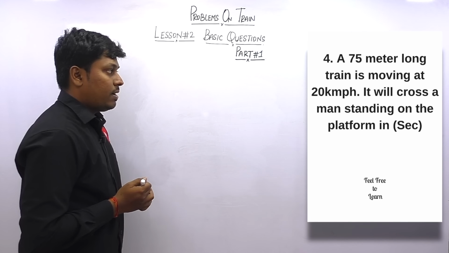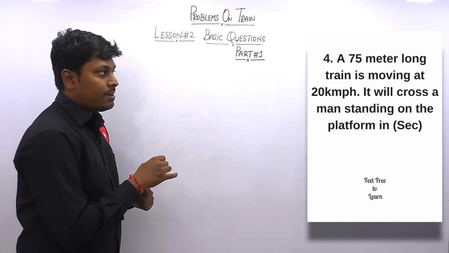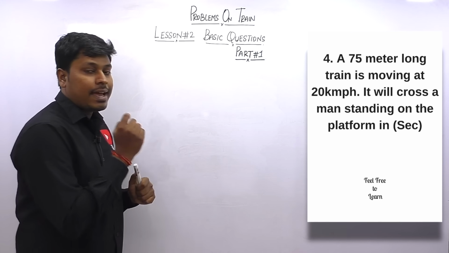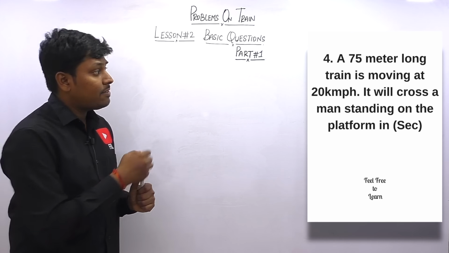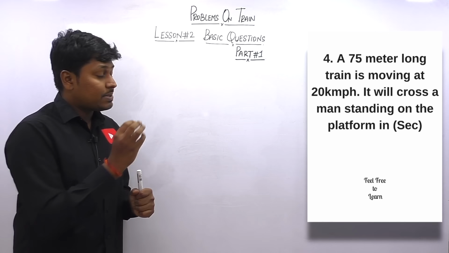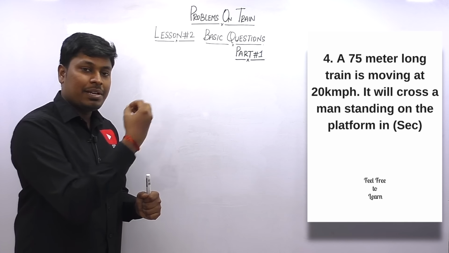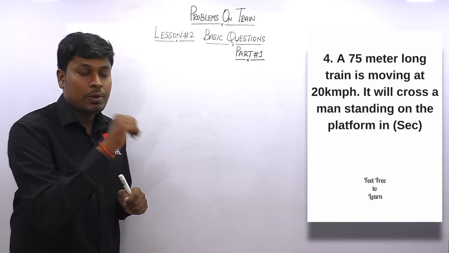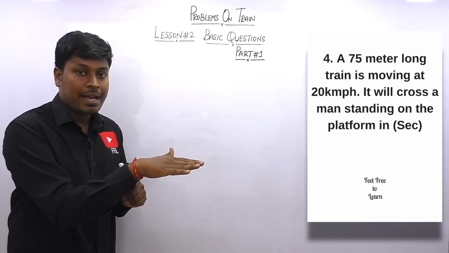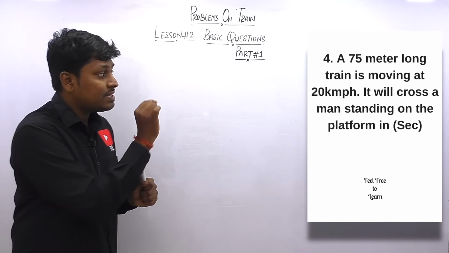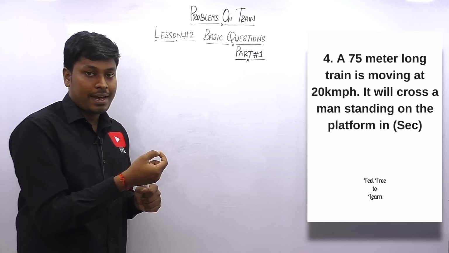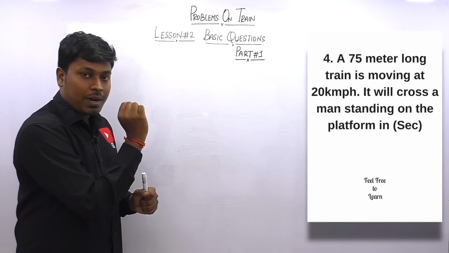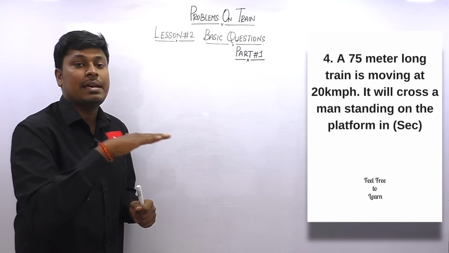Question number 4. A 75 meter long train is moving at 20 kilometer per hour. It will cross a man standing on a platform. So listen, our target is to find the answer in seconds. So listen to the words carefully. This question is similar to the previous question, right? Where a 75 meter long train runs at 20 kilometer per hour, whether it is crossing a platform or otherwise it's crossing a man, listen to the words carefully. It crosses a man, whereas the man standing on a platform is not needed. Our target is to find the time taken by the train to cross a man, right?